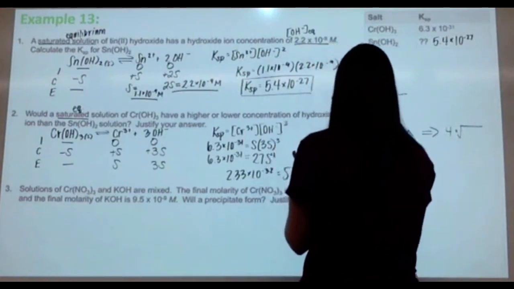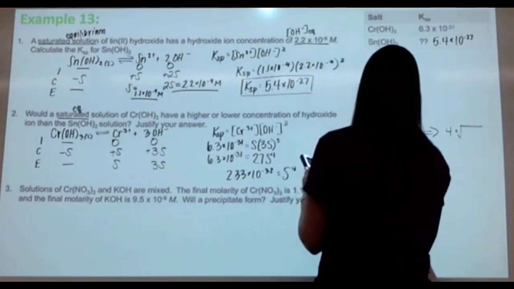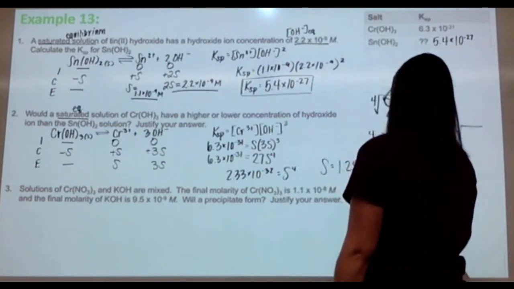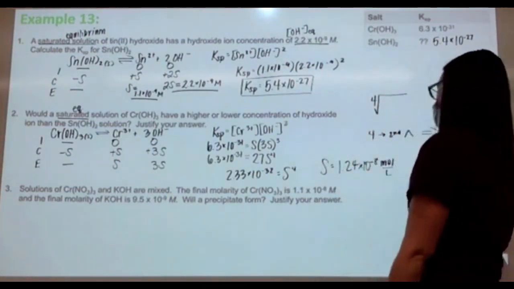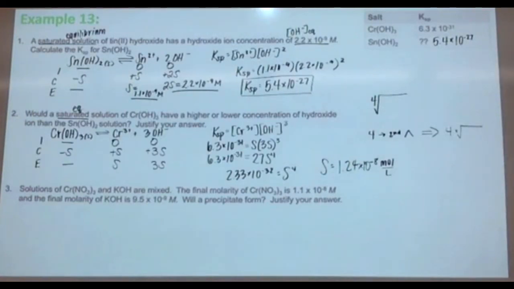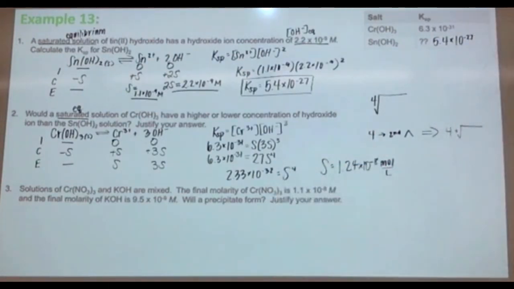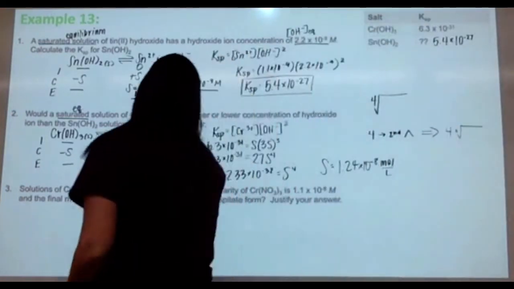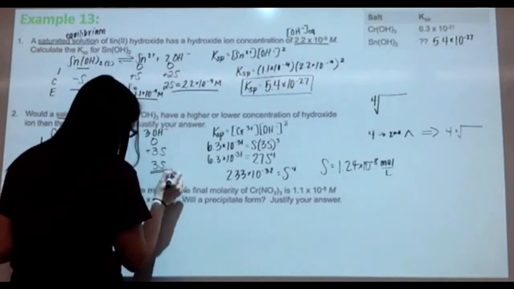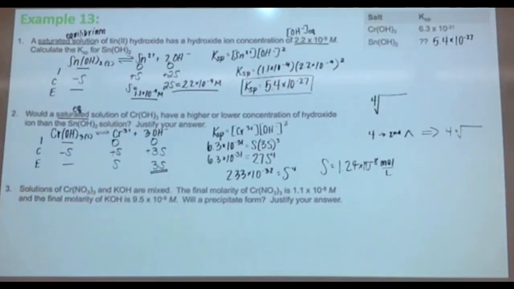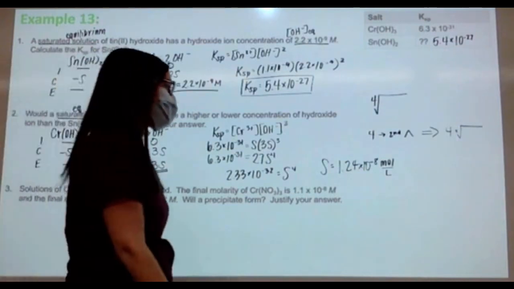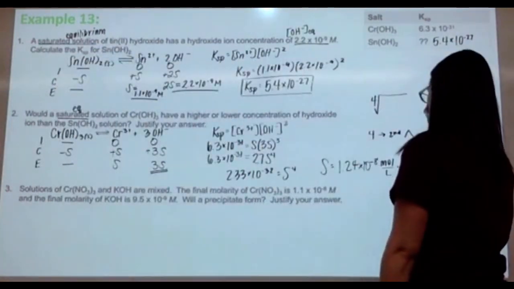So I got S equal to 1.24 times 10 to the negative 8. Solubility is moles per liter or molar. Now, if you round it a little bit differently, that's fine. Mine was 1.235 because I just did 2.33 e negative 32. Now that's S. We are solving for hydroxide. Hydroxide is 3S. So make sure you multiply by 3.